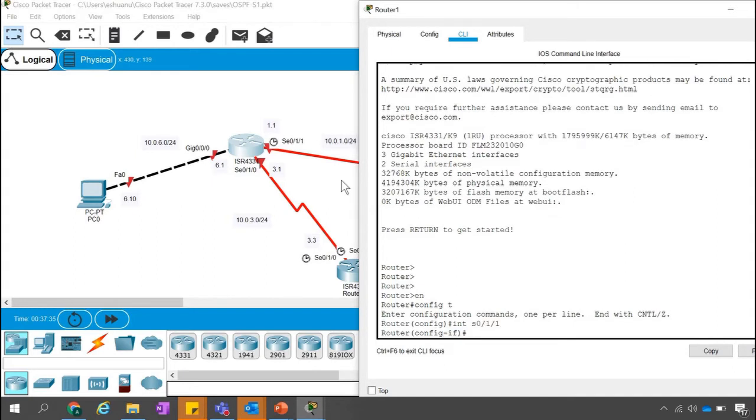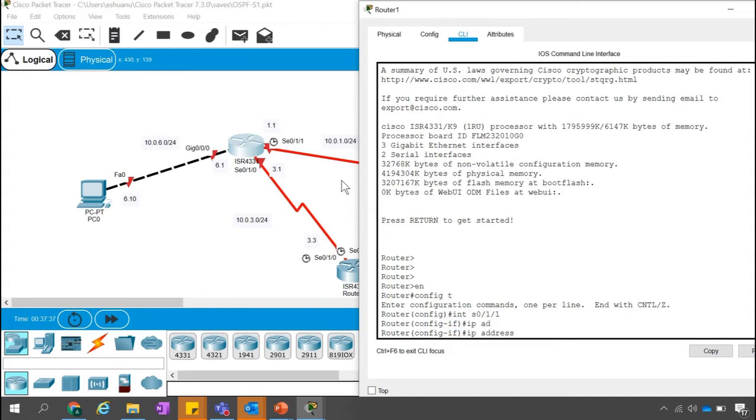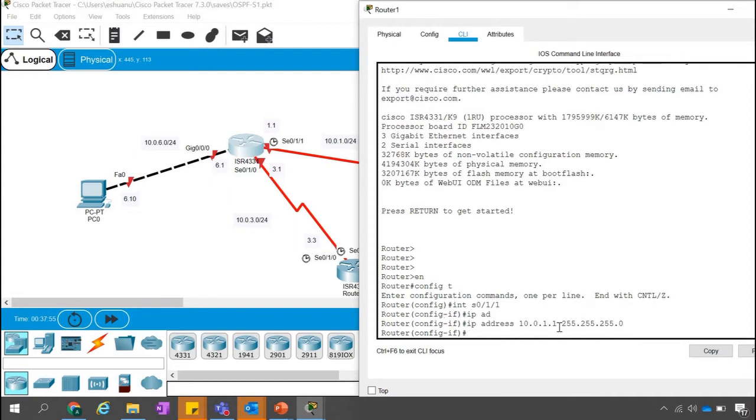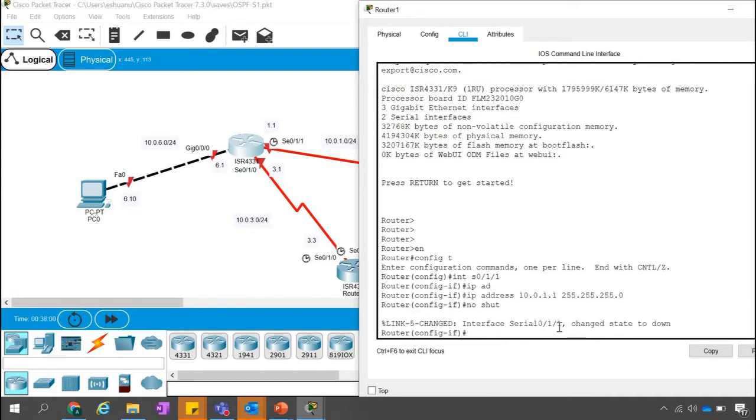So interface serial 0/1/1. Here I'm giving the IP address 10.0.1.1, because the network here is 10.0.1.0/24, and the subnet mask I'm going to take is 255.255.255.0. I'm not taking the example as I did in the previous one. I optimized the IP addresses for simplicity. This time I have just taken the /24 subnet on all the router interfaces.